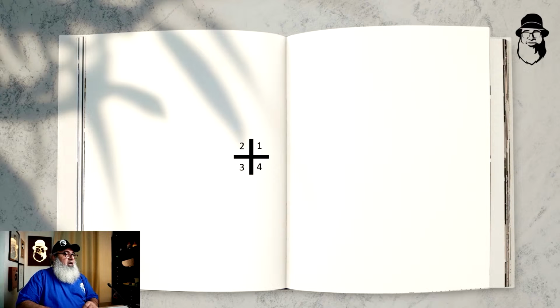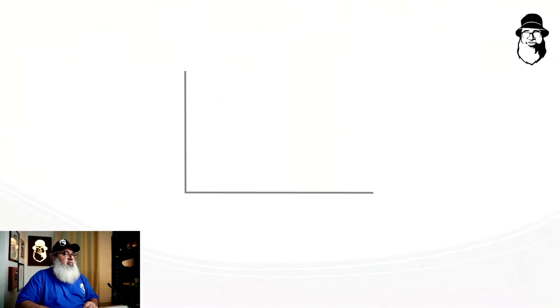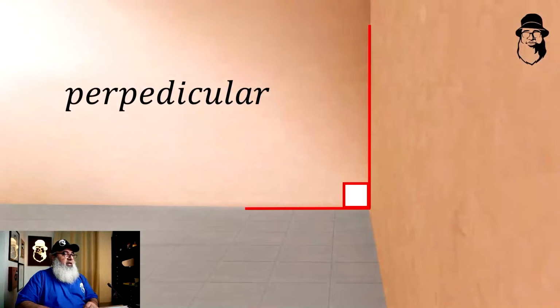Now, a small square is normally placed in the corner of an angle to show that it's a right angle, like this. And another way of saying that 2 lines are at right angles to each other is to say that they are perpendicular. For example, the wall is perpendicular to the floor.